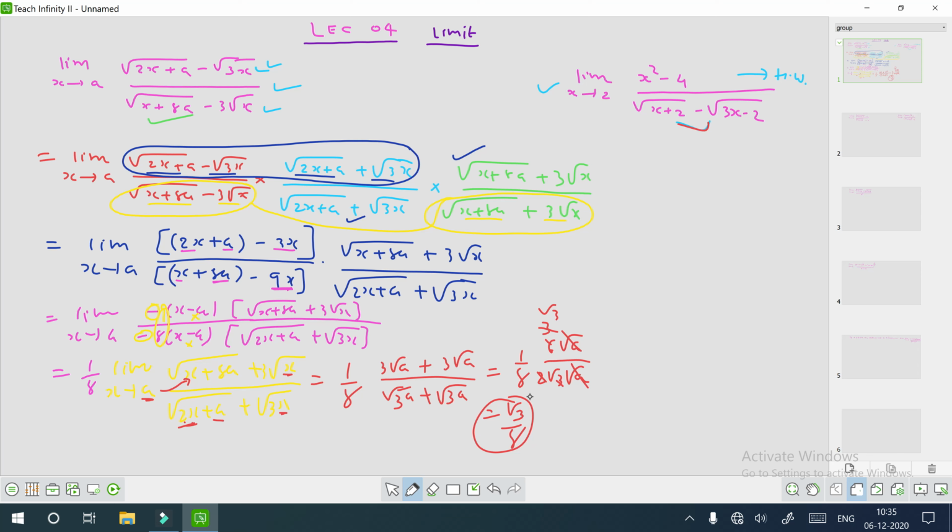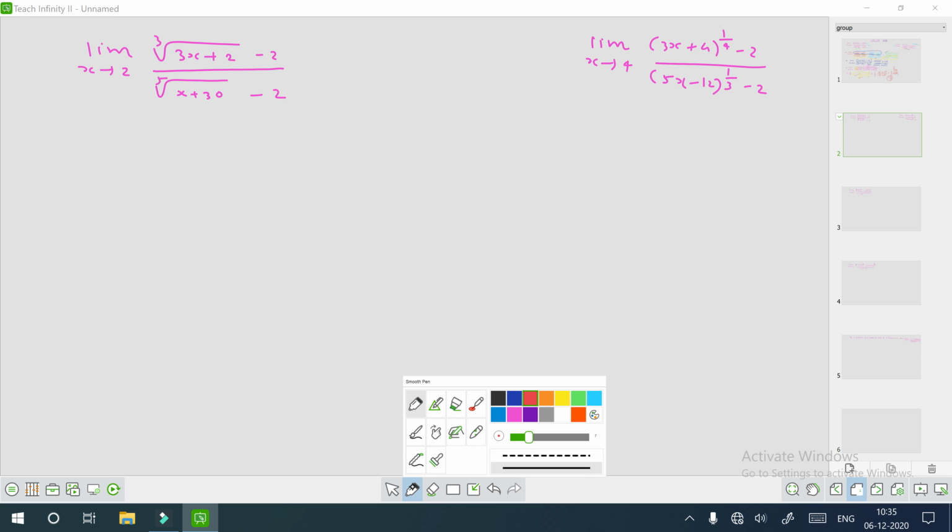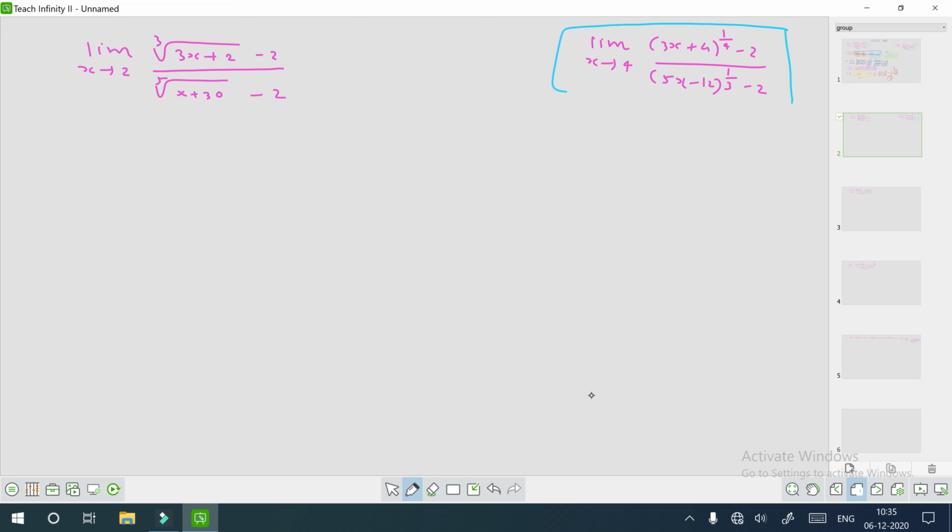Similarly, I would like to leave this for you. Now, are you able to do these things? Next page. See here, very interesting, important sum. ખૂબ જ અગત્યનો sum છે મિત્રો. I would like to leave this sum for you.